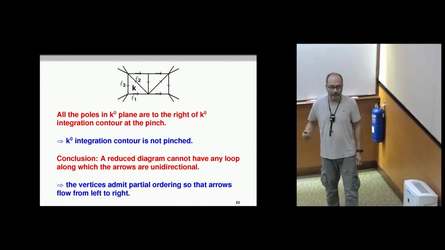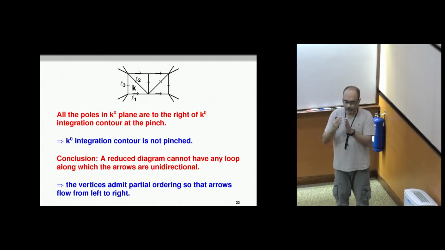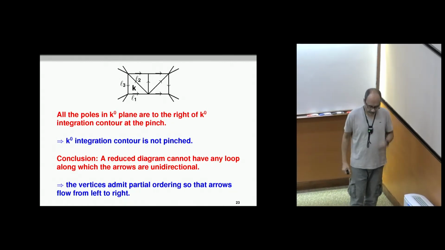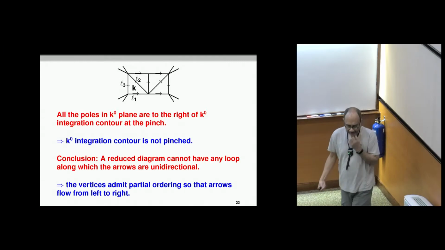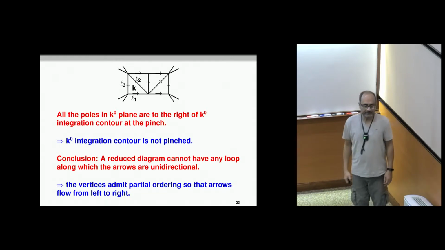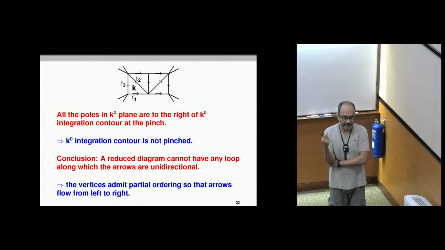This would not be possible if there are closed loops. But if there are no closed loops, you can draw the vertices so that arrows are going from left to right. This is also related to another observation that if there are no loops where the arrow is closed, then there cannot be a source or a sink in this graph. Every vertex must have some arrow going in, some arrow coming out.